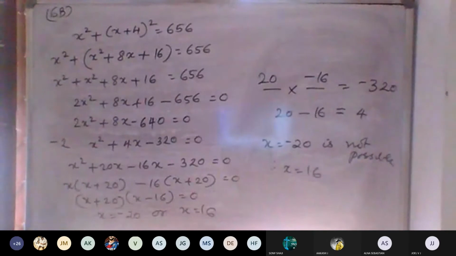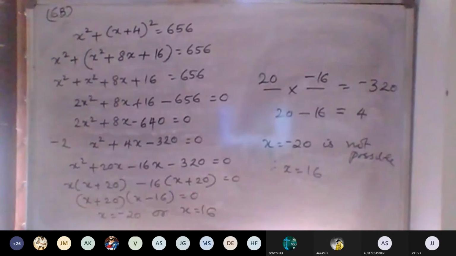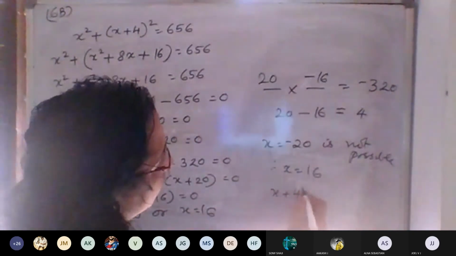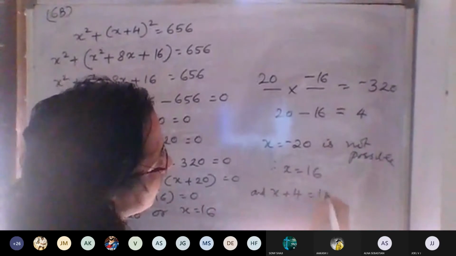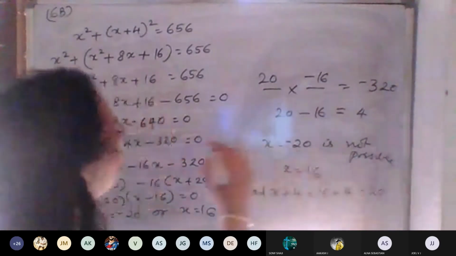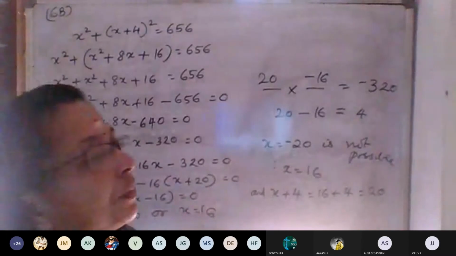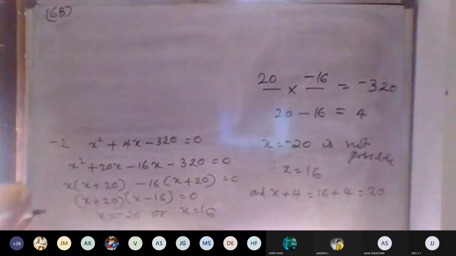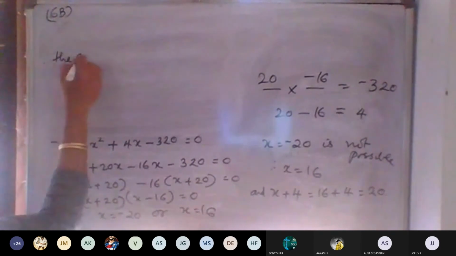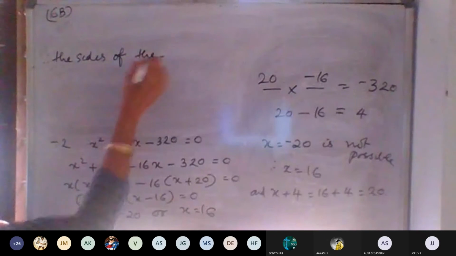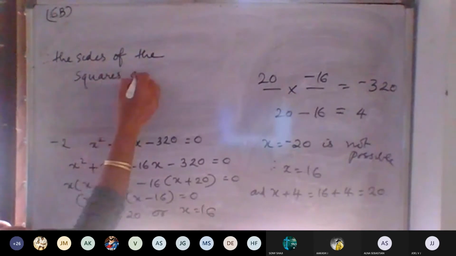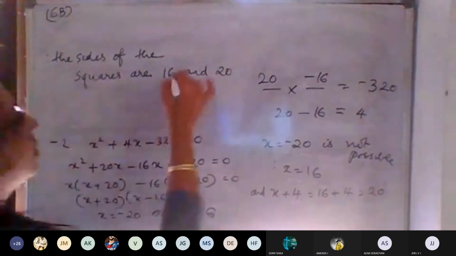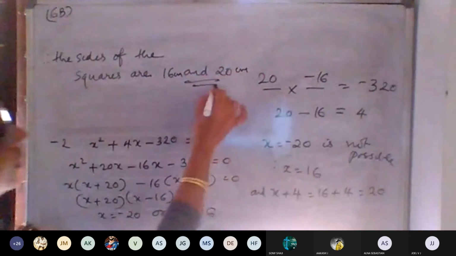We have to find the sides of the two squares. Next, what do we have? x plus 4, no? Therefore, x is equal to 16 and x plus 4 is equal to 16 plus 4, which is 20. Therefore, the sides of the squares are 16 centimeter and 20 centimeter. Okay.